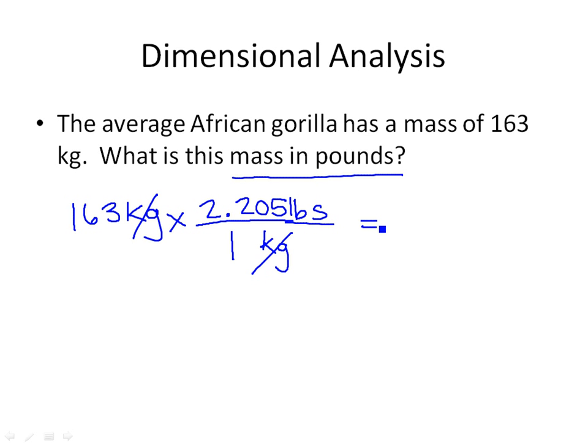And then we multiply the numbers on the top and divide them by the numbers on the bottom. Here we just have 1, so it's going to be 163 times 2.205 divided by 1. And so our answer comes to be 359 pounds.